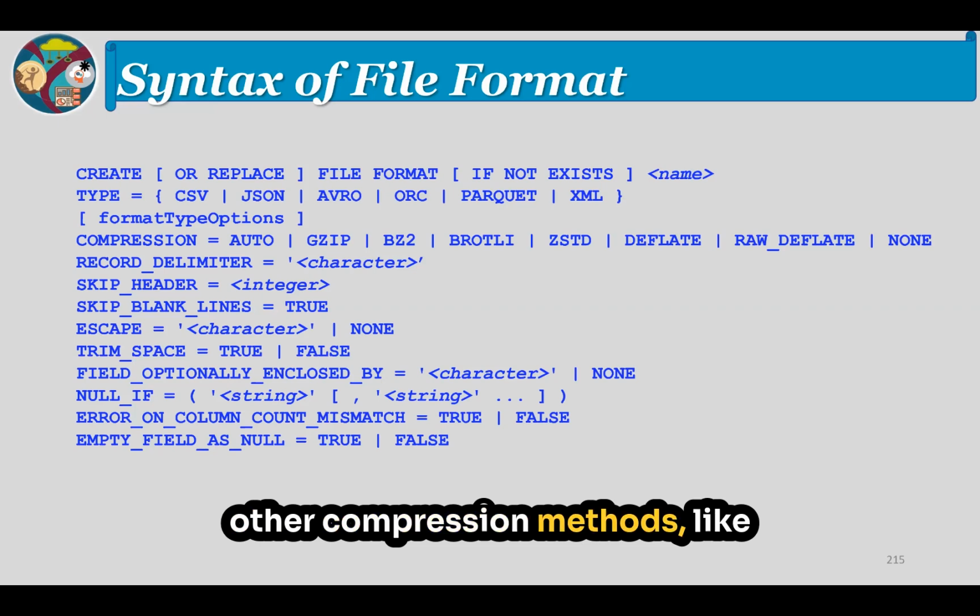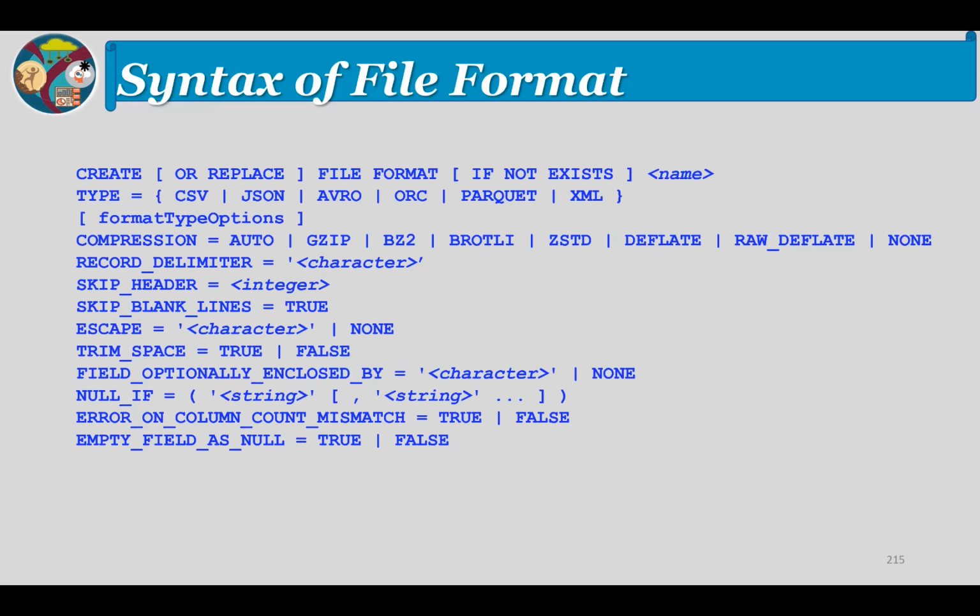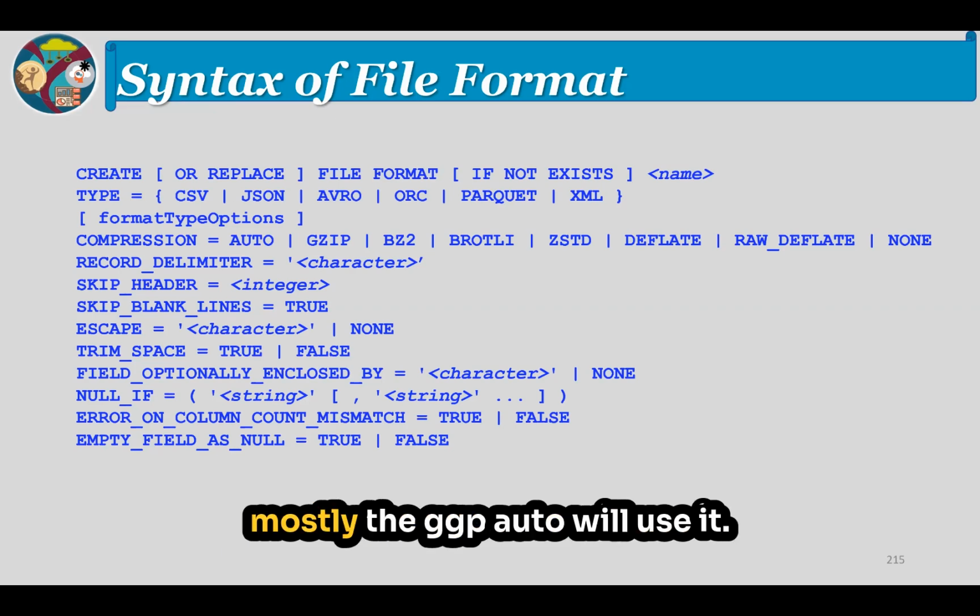But there are specific cases where you want to compress particularly, especially with these other compression methods. For example, if you are unloading and want to maximize storage savings, instead of gzip you can go with other compression methods. But ideally, mostly either gzip or auto will be used.